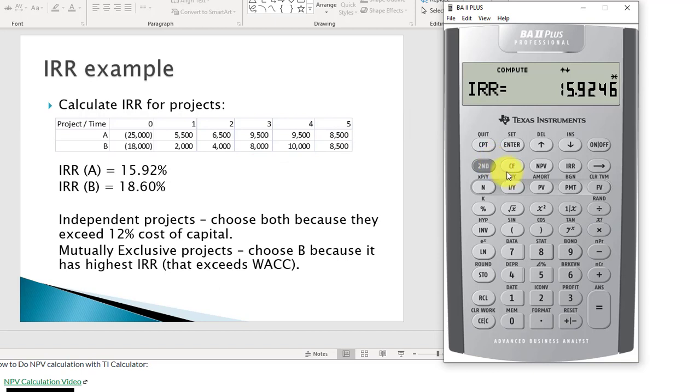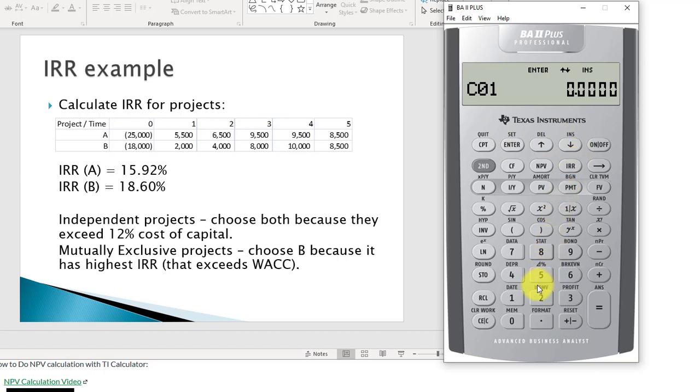And let's go ahead and clear everything out for project B. So I'm going to hit the cash flow button, second clear work. And I need to start with the $18,000. It's got to be negative or else I'm going to get an error. So I'll enter that in.